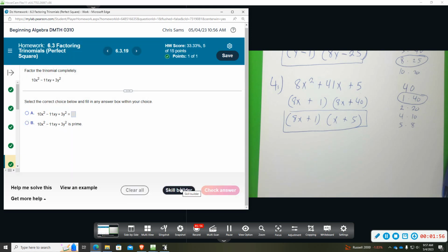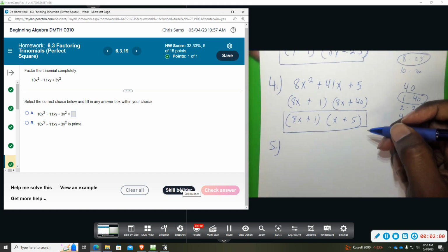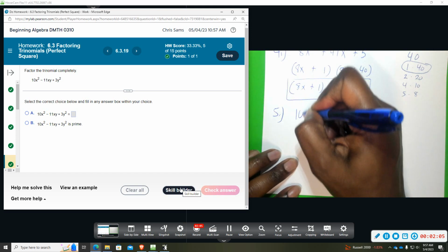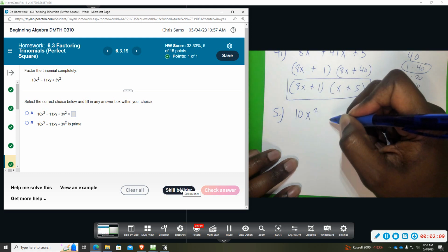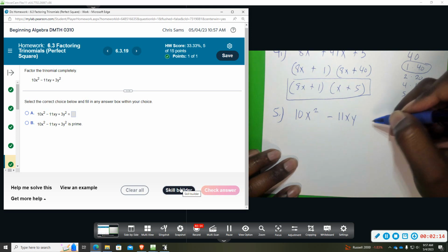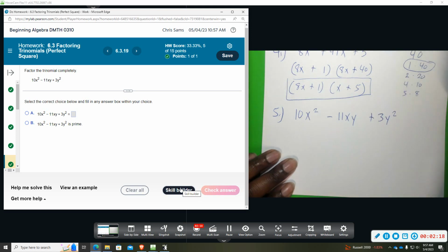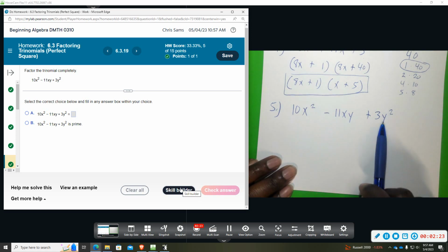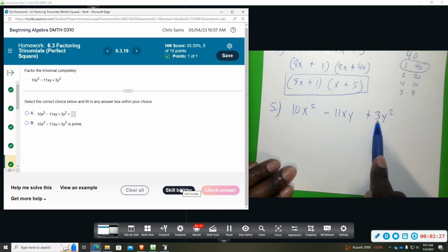All right, and then number 5. We have 10x squared minus 11xy plus 3y squared. So this one looks a little bit different because it has 2 variables, has x and y. Second term has y squared. Again, there's nothing they all have in common that we can factor out.